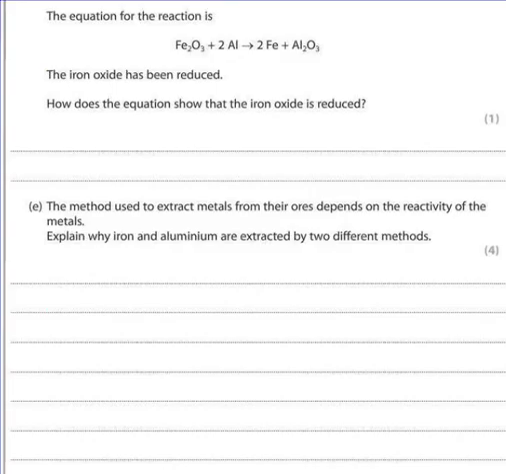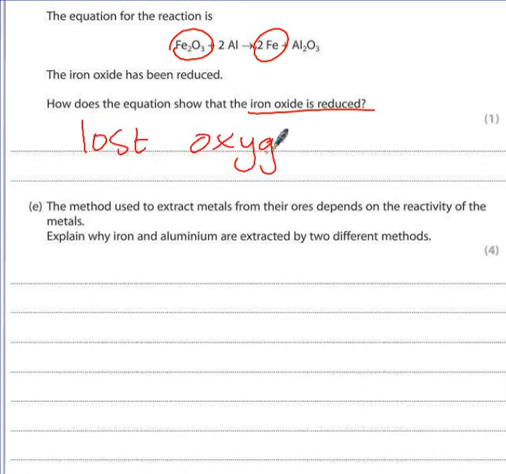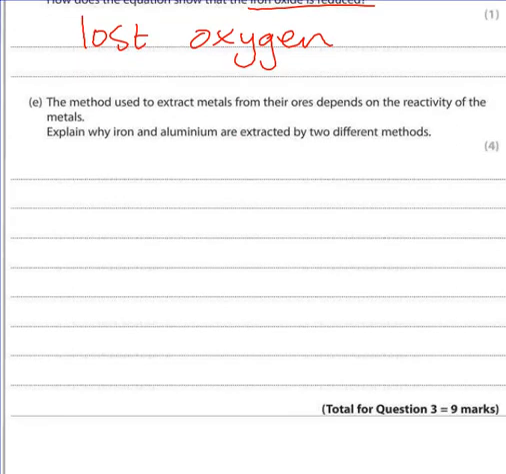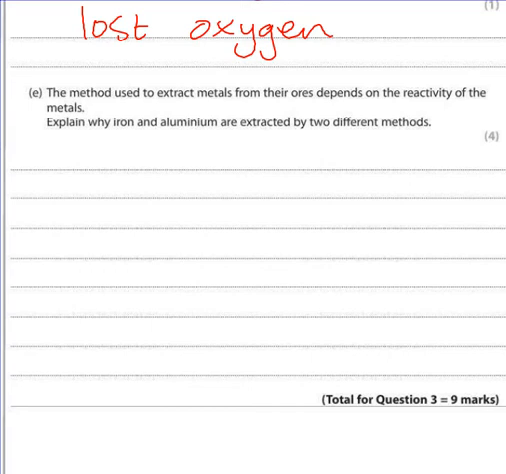How does the equation show that iron oxide is reduced? So the iron oxide, Fe2O3, goes to iron, so it's lost its oxygen. If something gained oxygen, that'd be oxidation. The method used to extract the metal depends on the reactivity of the metals.